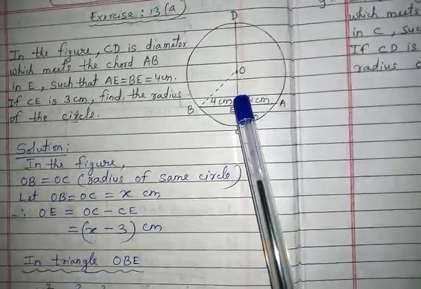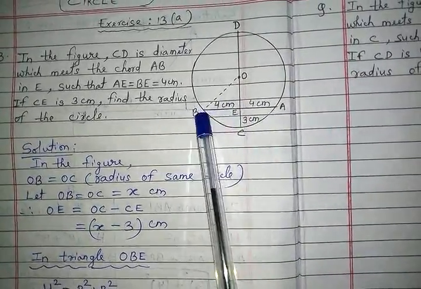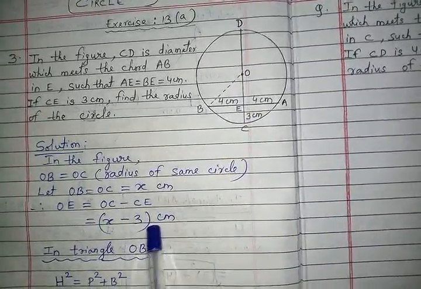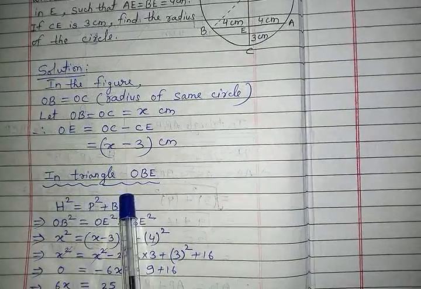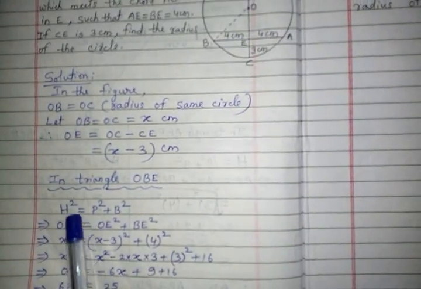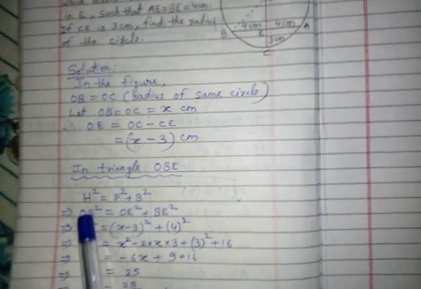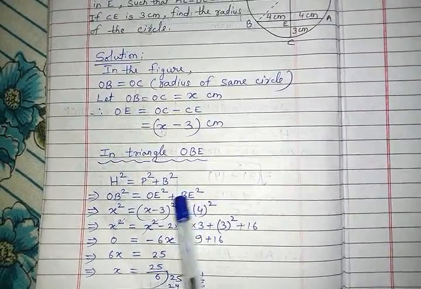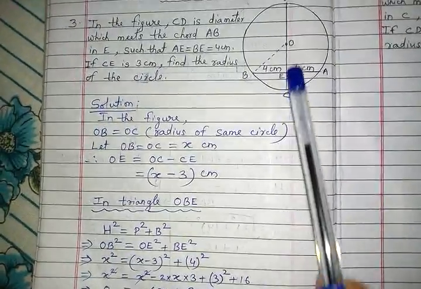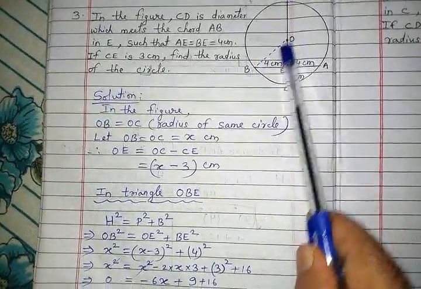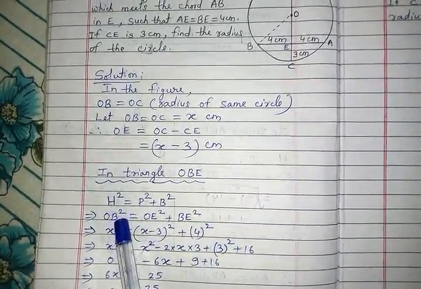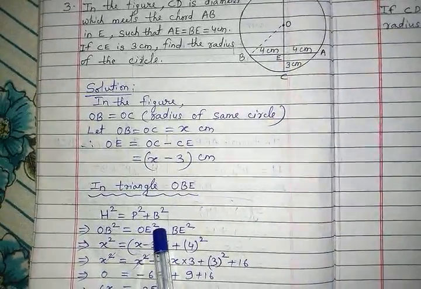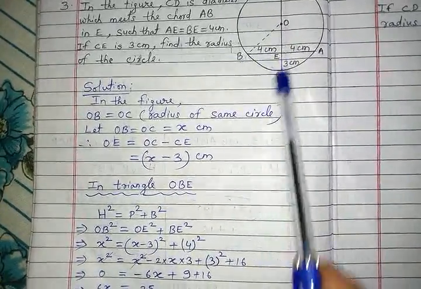So now you can say in this triangle, base BE is 4, perpendicular OE, just now we got X minus 3. So in the triangle OBE, I have used the formula H square equal to P square plus B square. Now who is H here? H is radius, OB. OB is our H, hypotenuse. OB square equal to perpendicular OE square plus base BE square.